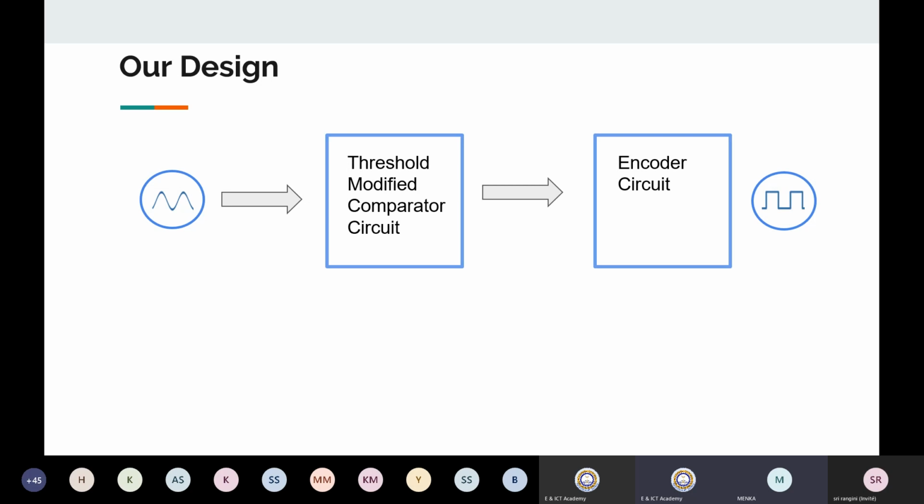Slide number 5. So in slide number 5, the design has been given. They have the sinusoidal input, and this is given to the threshold modified comparator circuit, and from here it is given to the encoder circuit, and they got the digital output.